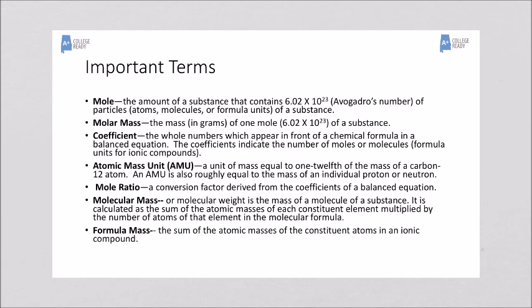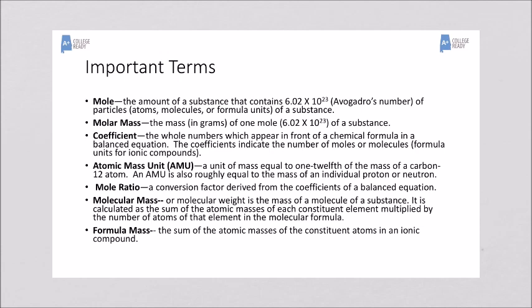There's some important terms that you have to understand when you're dealing with stoichiometry. One of them is the mole. Remember, the mole is a unit used to count large numbers of things. It's the unit for the amount of a substance. It's a unit that contains 6.02 times 10 to the 23rd particles of a substance. Particles can be atoms, molecules, or formula units if you're talking about a salt, for example.